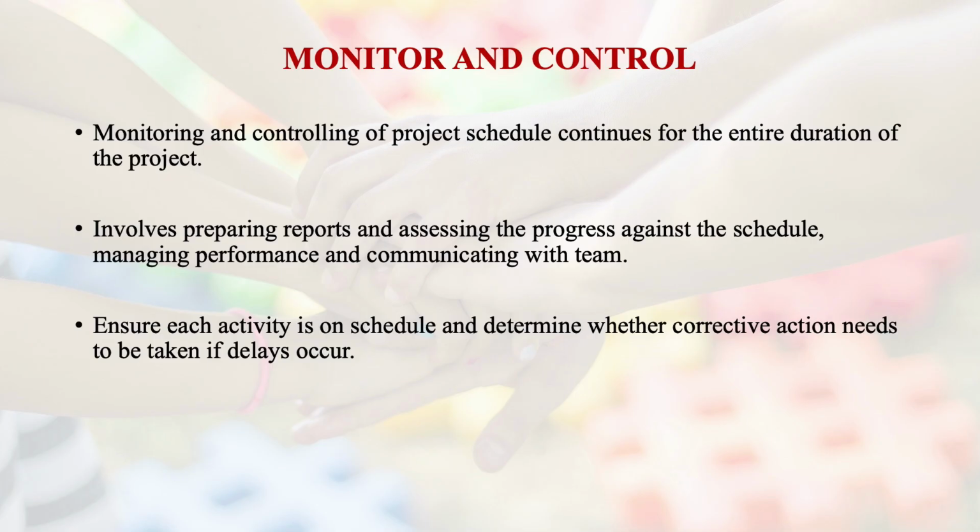So you are not only controlling, but constantly communicating with the team, where they are lagging, where they might like to put in more effort, right? So that way it becomes a very interesting scenario, and the project team becomes very important. Monitoring and control is a very important activity, which ensures that each activity is on schedule and determines whether corrective action needs to be taken if delays are occurring. This is one of the most important parts of project control. Why? Because if activities are not on schedule, you will be failing.